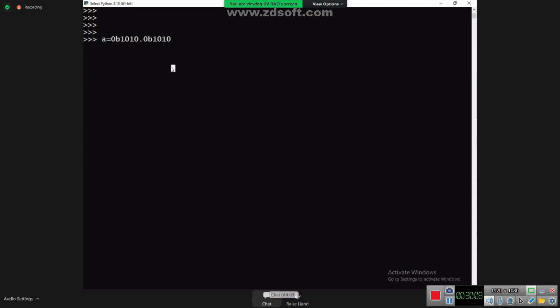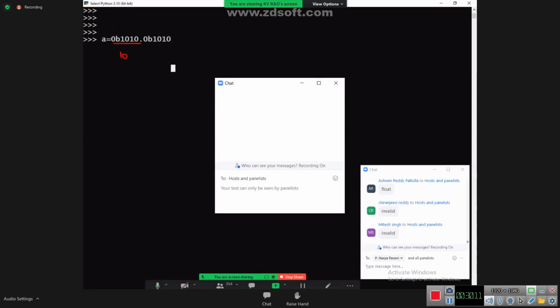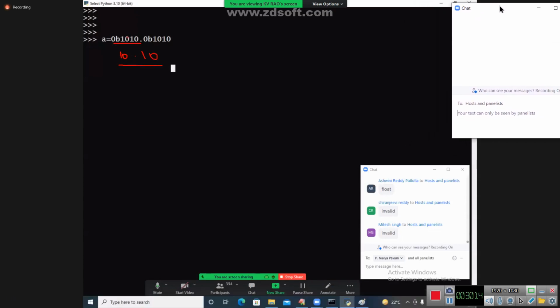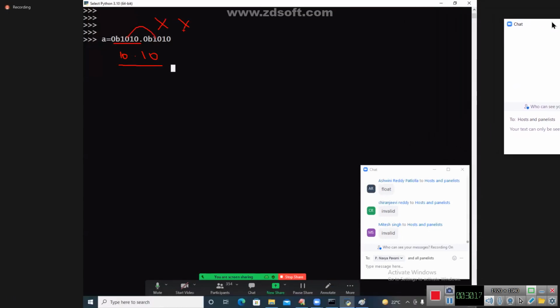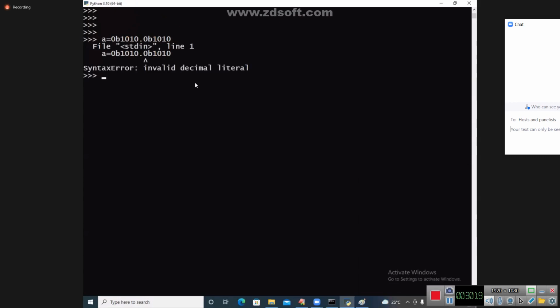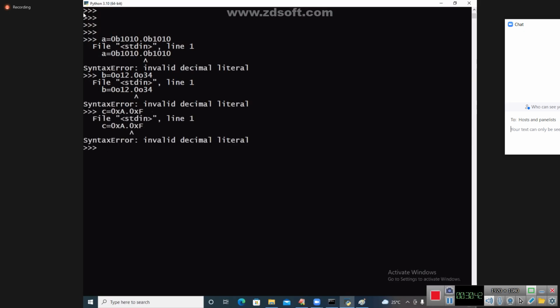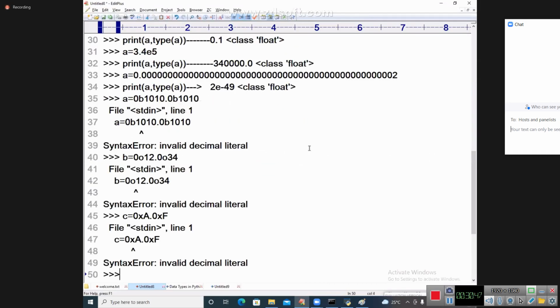Actually, everybody will think that it is called a 10 dot 10. But such a type of floating point data type never supports it. So here you see it never supports invalid decimal literals. B is equal to 0012 dot 034, never supports, invalid. C is equal to 0x dot 0xf, it is called invalid. That is, our floating point values never support writing it.